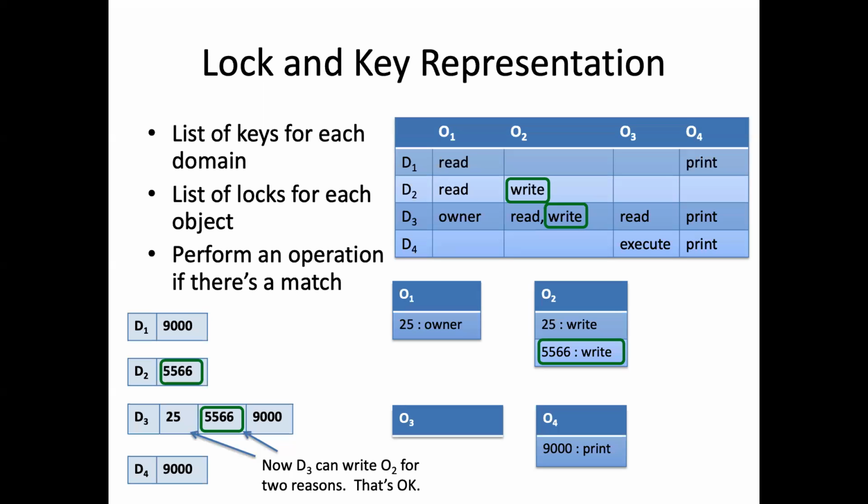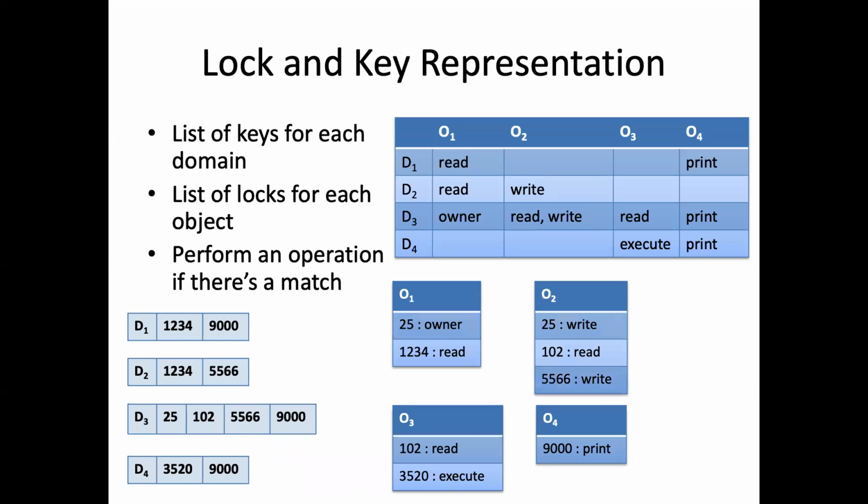All right, so continuing with this table, I'm carving up this table into multiple keys that give different domains access rights to the objects in this table.